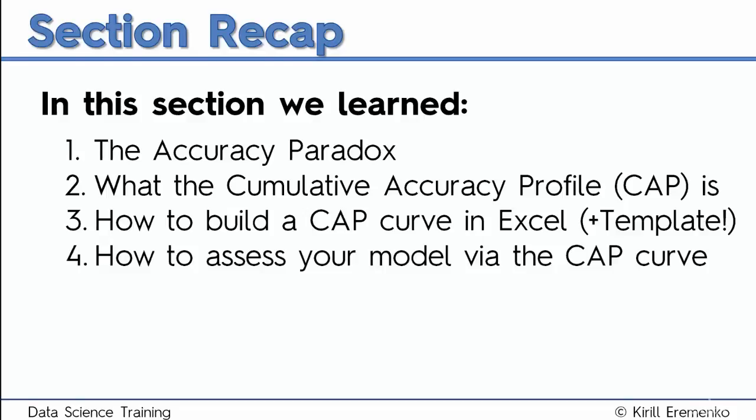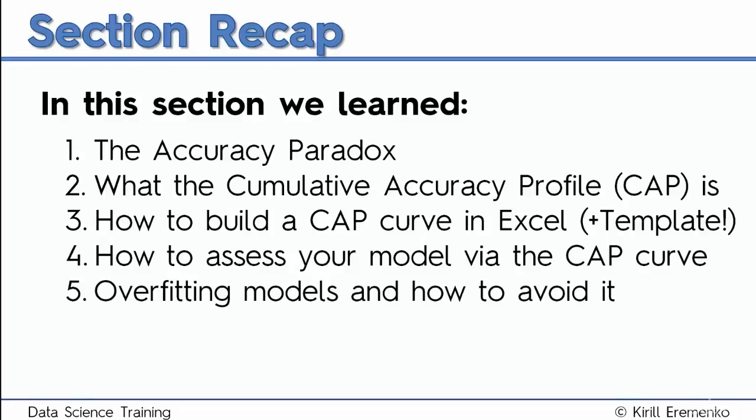Number 4 is how to assess your model using the CAP curve. We talked about that already. That's the 50% line, and just visually seeing how the curve is structured, how close it is to that ideal curve that you can never achieve, but you always want to get as close to it as possible. We also talked about overfitting models and how you can avoid it.